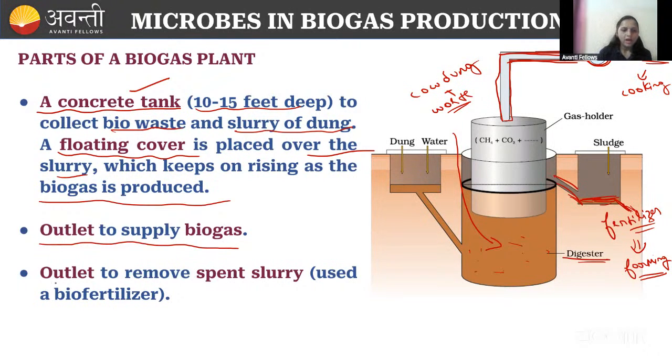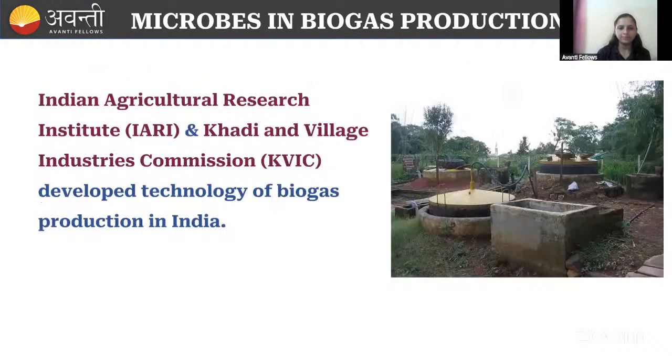Okay. So the outlet is to remove the spent slurry. See here, this is the outlet. The spent slurry will be removed from here and utilized as a biofertilizer. So kindly remember it is 10 to 15 feet deep.